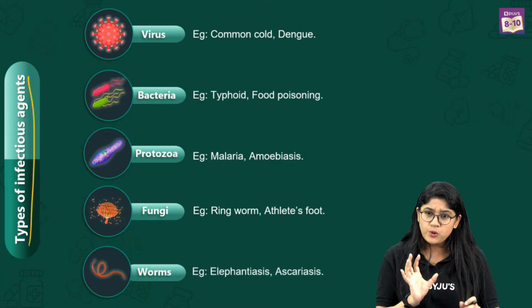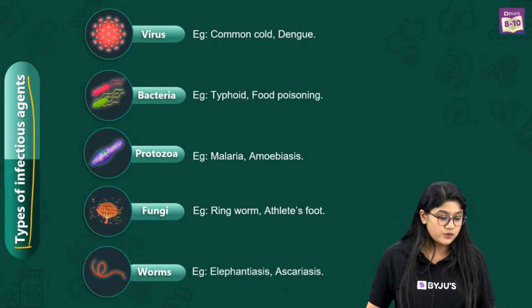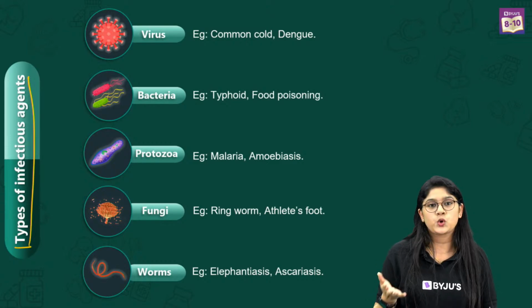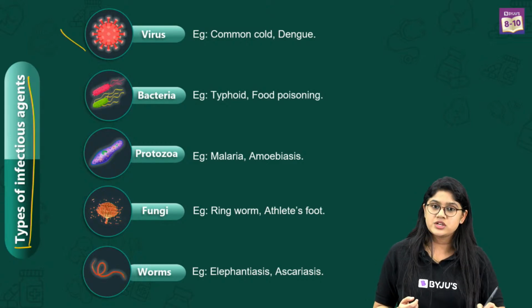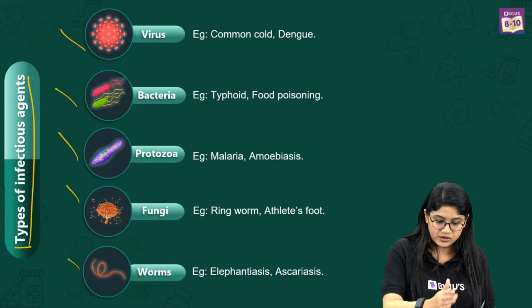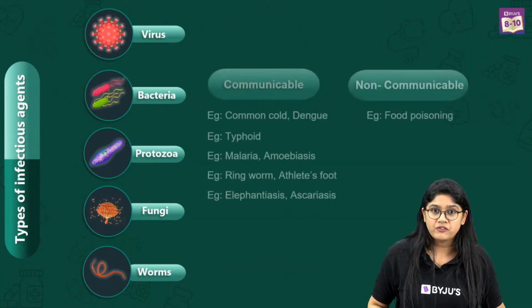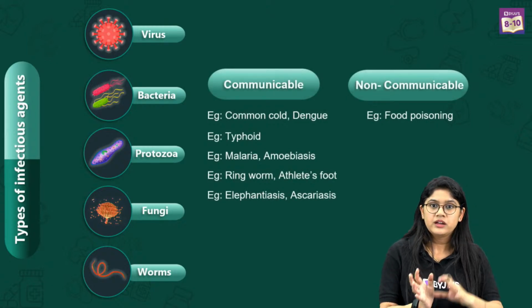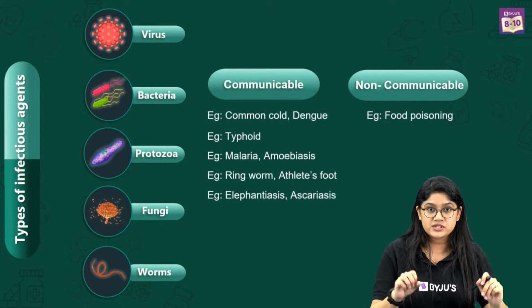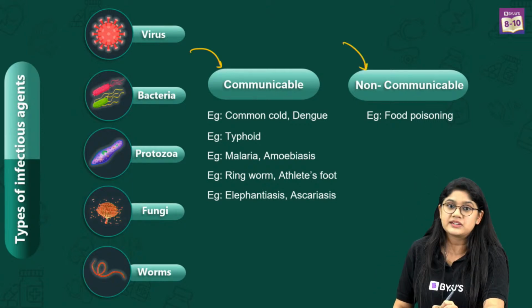Now we are moving ahead to a very important topic. Now we are talking about the types of infectious agent. Of course, we have so many, right? We have viruses, bacteria, protozoa, fungi and worms, and they cause these diseases that we have over here. And of course, apart from that, we have infectious diseases and non-infectious diseases. In that, we have the communicable diseases and non-communicable diseases.